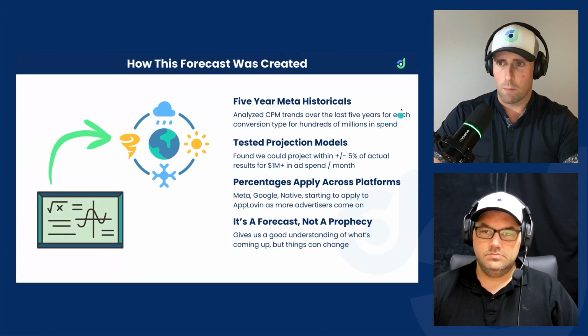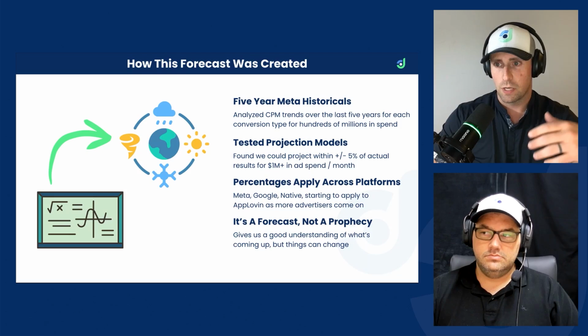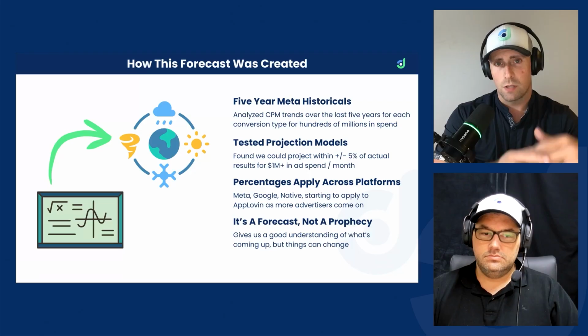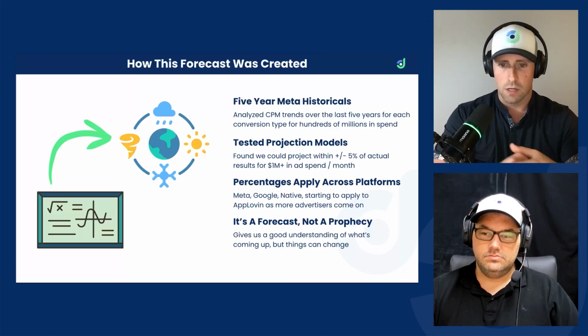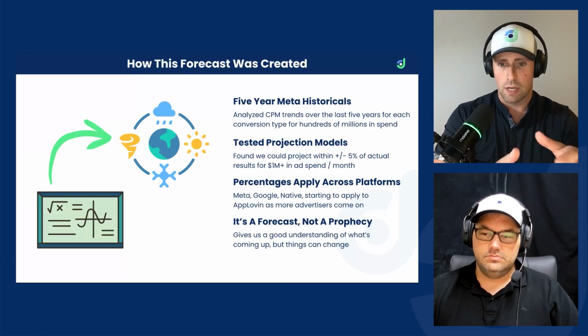I want to give you a quick background on how this forecast was created. My job is to help our clients put together P&L projections so they understand what is likely to result from their paid traffic efforts. To do this, I studied the 5-year Meta historicals to look at CPM trends for hundreds of millions of dollars in spend across the 4 major conversion types. Then I put together a projection model and tested it and found we could project within about 5% of actual results for clients spending $1 million or more a month in ad spend.